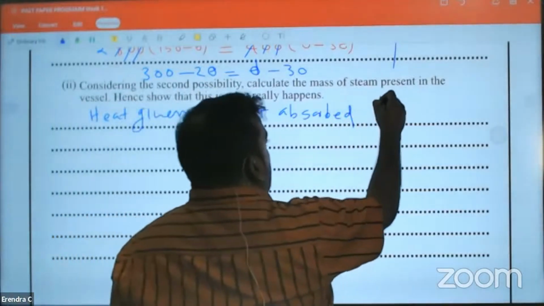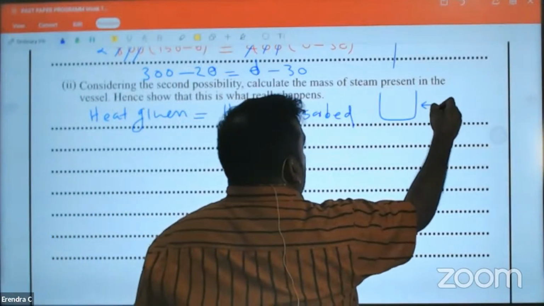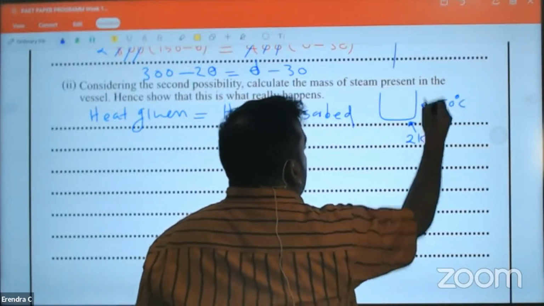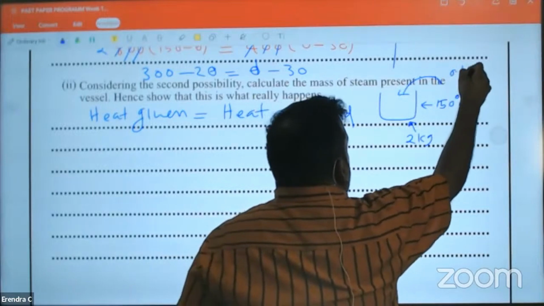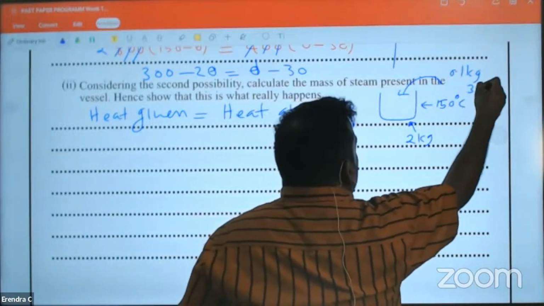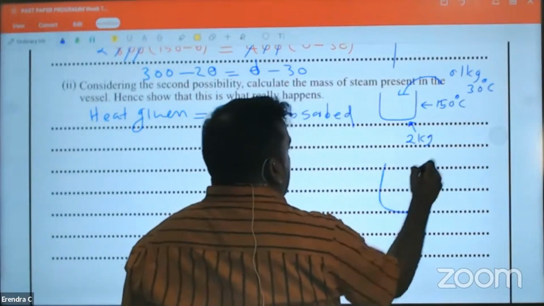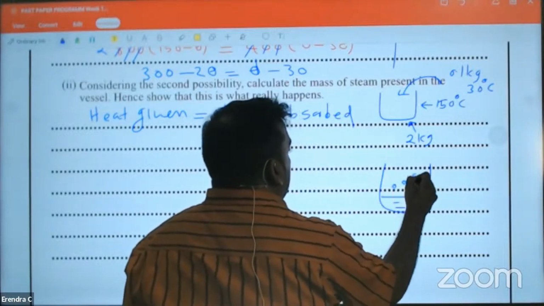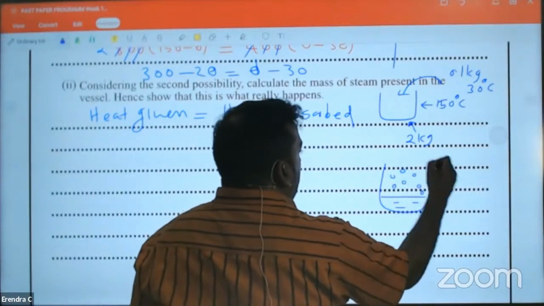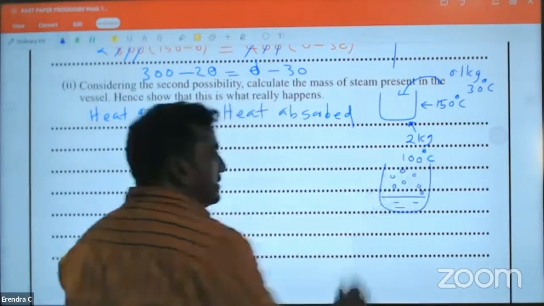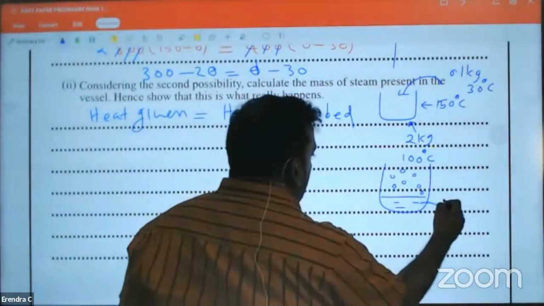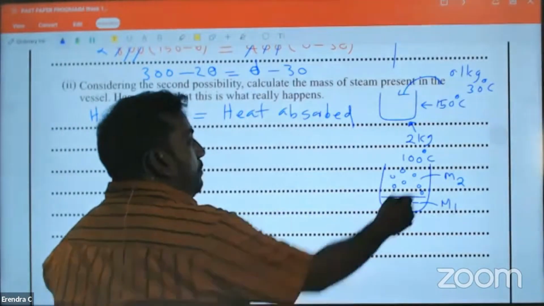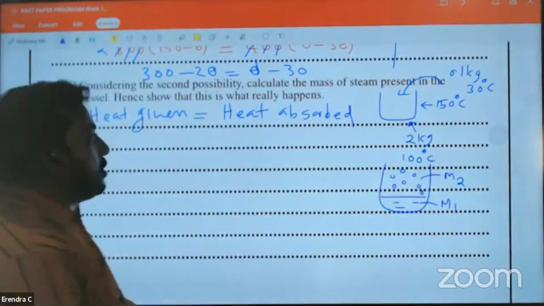So initially, the vessel is at 150 degrees Celsius, and it is 2 kilograms. I'm pouring 0.1 kilogram of water at 30 degrees Celsius. Finally, I'm getting water and steam at 100 degrees Celsius. Mass of water, I don't know, M1. Mass of steam, I don't know, M2. But M1 plus M2 is equal to 0.1.